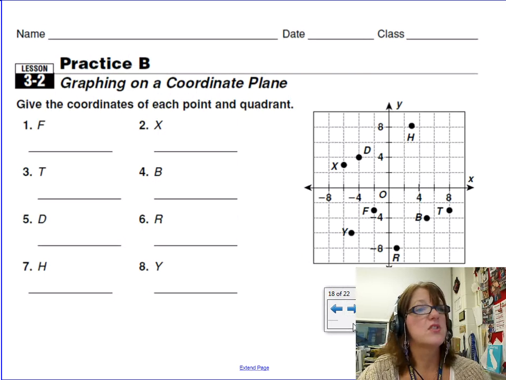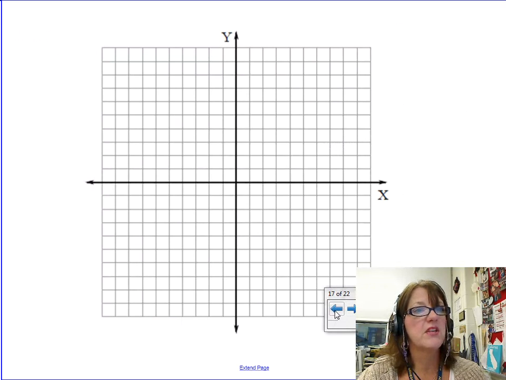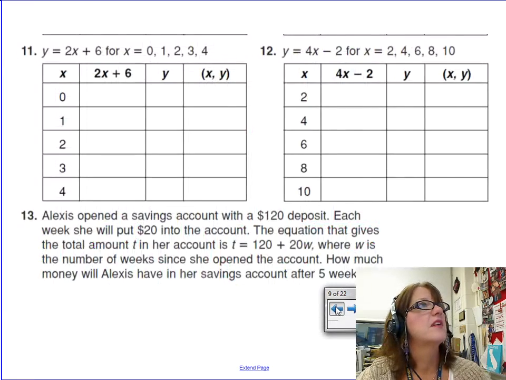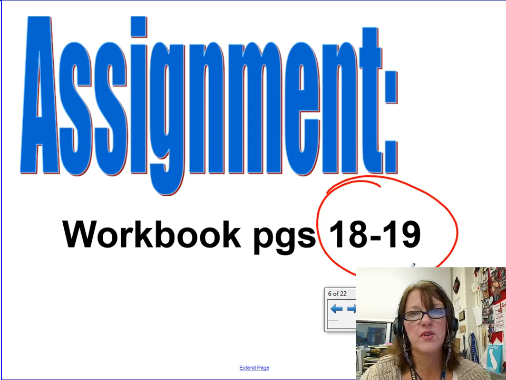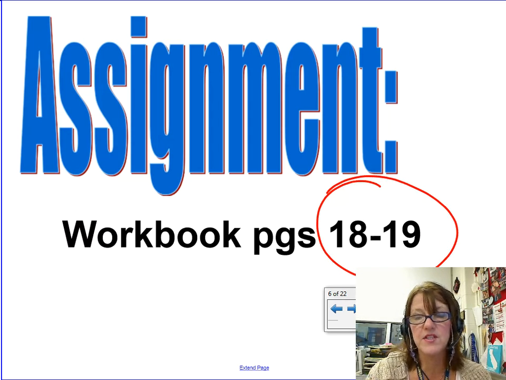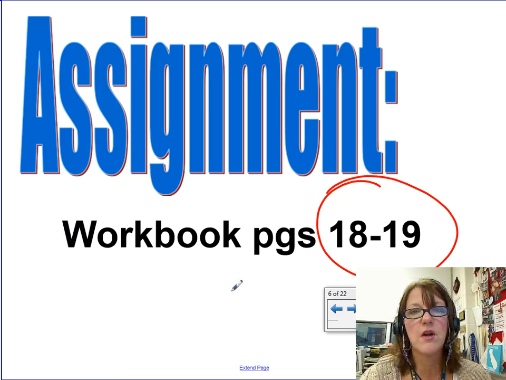Okay, here's your big challenge for today. Your assignment is going to be in the workbook on pages 18 and 19. A lot of it's review. Make sure you show your work on page 18 because there's a lot of plugging in of information. And as always, good luck and may the force be with you.